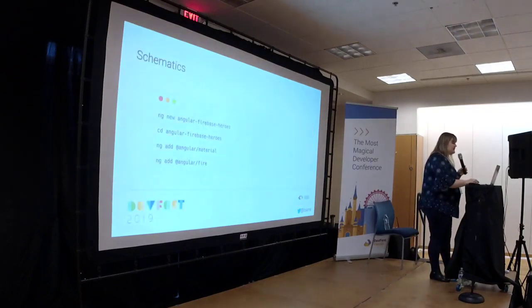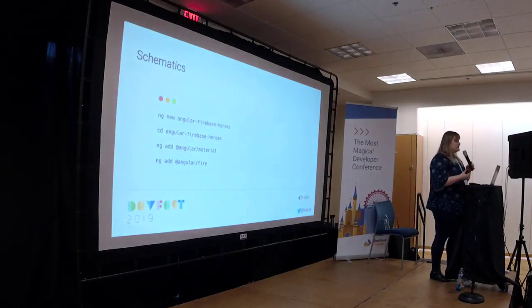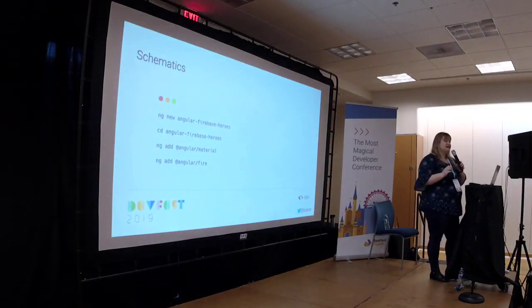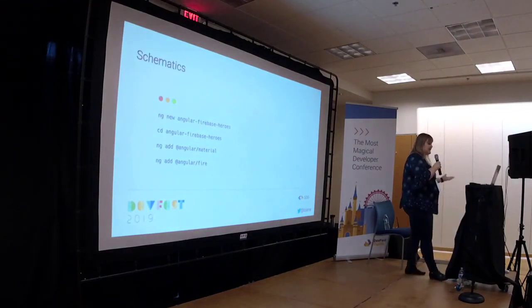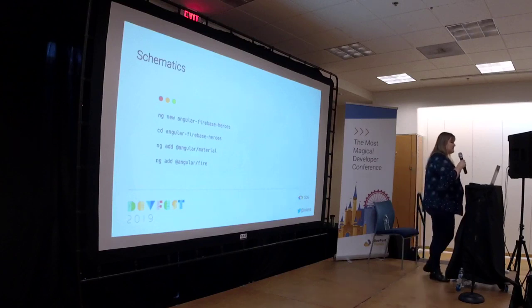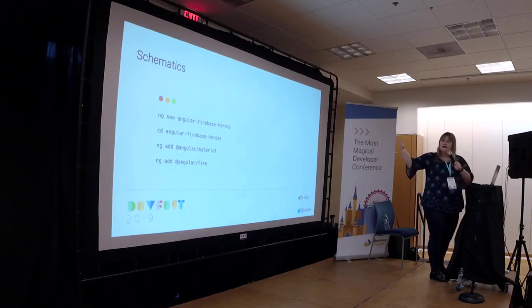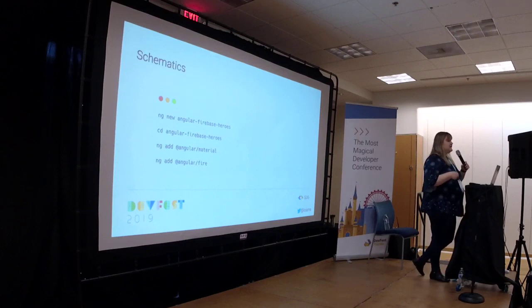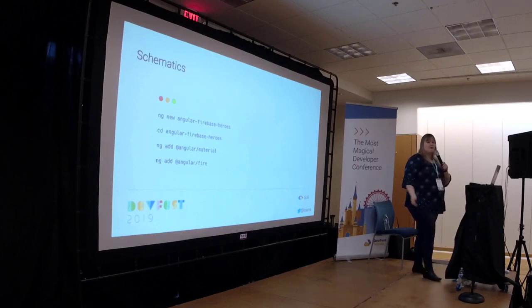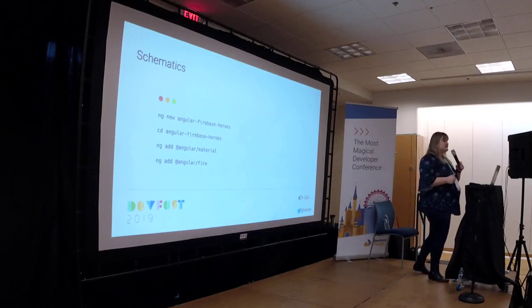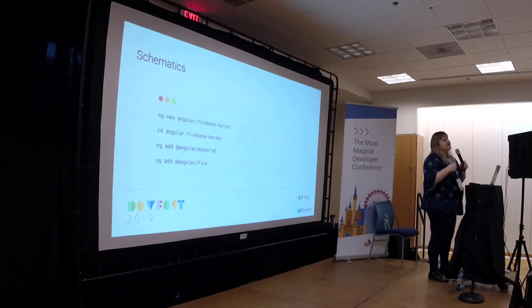And another great thing about the Angular CLI as well is that it supports schematics. What exactly are schematics? Schematics are a way to add extended support. In case you like to use Angular Material in your project, or Firebase, you can add the schematics that support this library. So ng add Angular Material, ng add AngularFire. What this is gonna do is install the NPM packages, and it's gonna also do the initial setup.